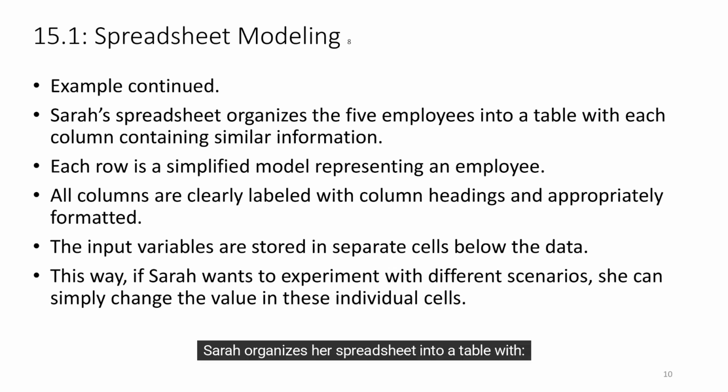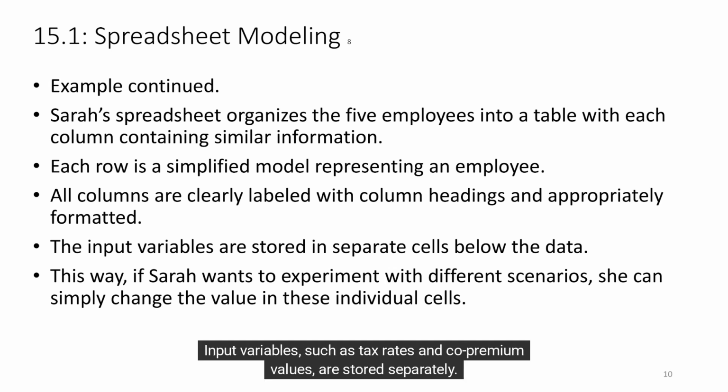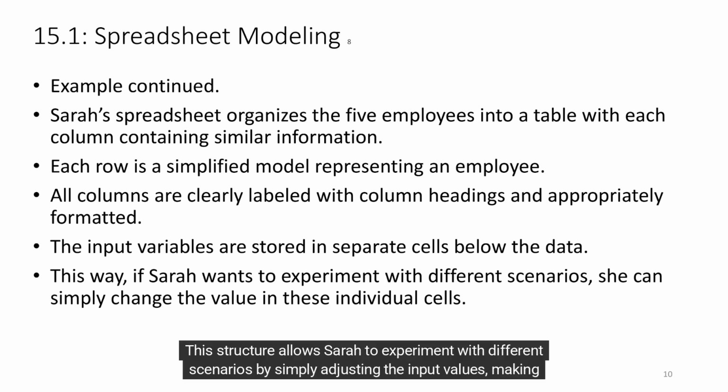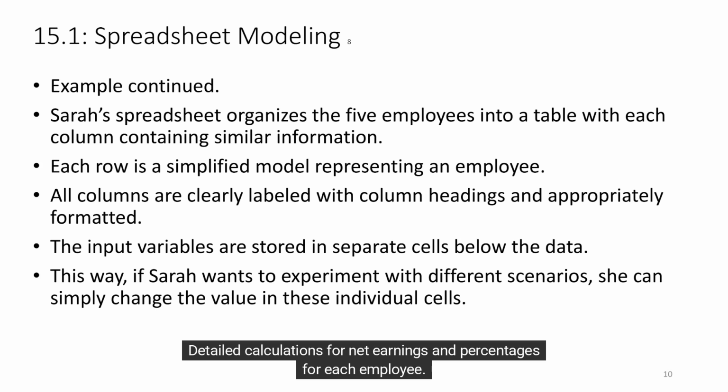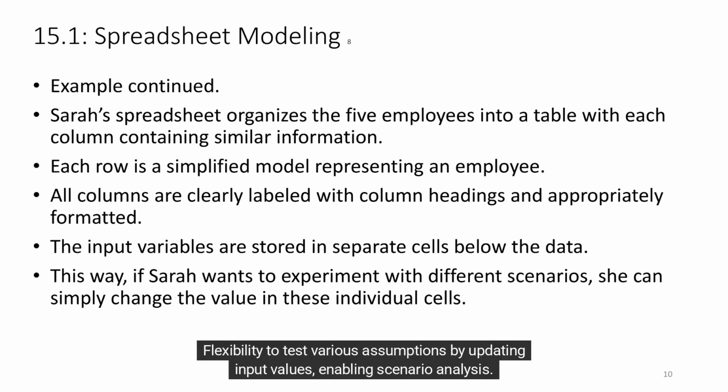Sarah organizes her spreadsheet into a table with rows representing each employee, and columns for details like salary, tax, and net earnings. Input variables such as tax rates and co-premium values are stored separately. This structure allows Sarah to experiment with different scenarios by simply adjusting the input values, making her model flexible and efficient. Once complete, Sarah's spreadsheet includes detailed calculations for net earnings and percentages for each employee, clear labels for all sections to ensure data is easy to interpret, and flexibility to test various assumptions by updating input values, enabling scenario analysis.